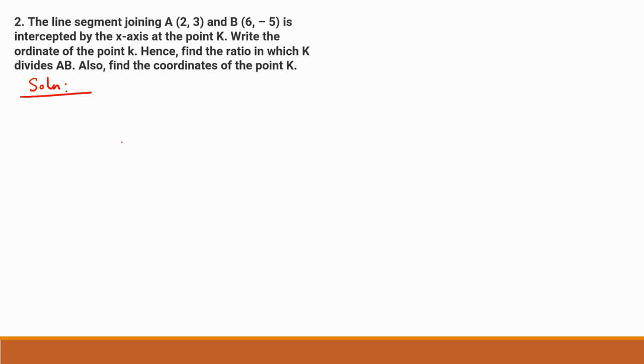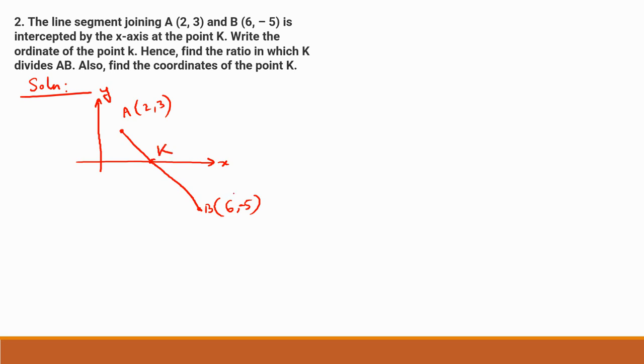Now let's come back. The line segment joining A(2, 3) and B(6, minus 5) is intercepted by the x-axis at the point K. So let's say these are the axes X, Y. A is (2, 3) somewhere here. B is (6, minus 5) somewhere here. Write the ordinate of the point K.